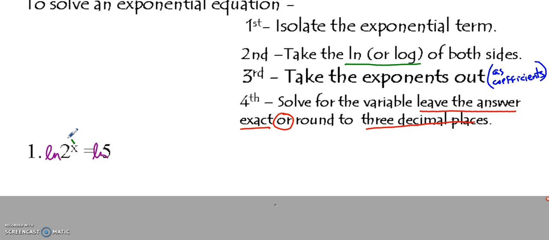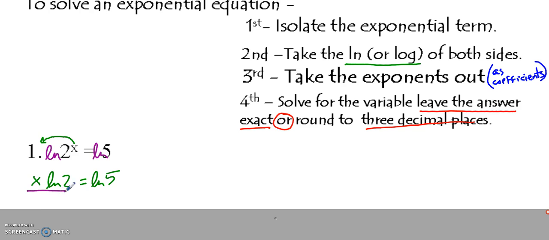I can take this exponent x out as a coefficient. And then I can divide the left side to get x by itself. I can divide by natural log 2. Same thing on the right. So x equals natural log 5 over natural log 2.